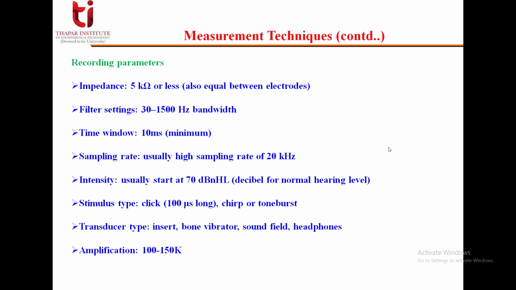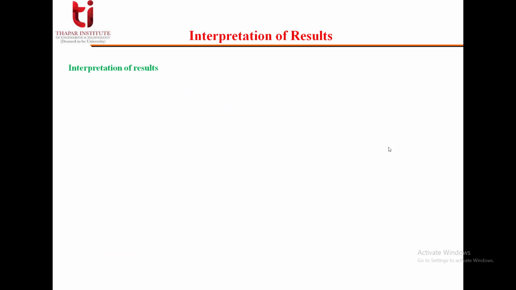And as we mentioned, we need amplification, approximately 100 to 150K of amplification is required. And what is the minimum number of observations we need? That is denoted by small n, and that can be a minimum of 1000 observations, or it is recommended to have 1500 observations.